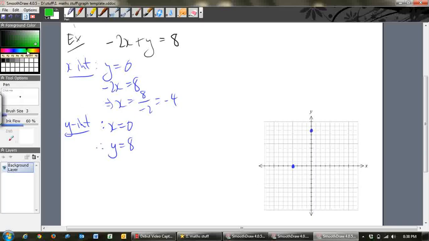And all you do is draw a line between them. I'll try to do my best. Oh, that's terrible. Even worse, but I'm going to go with it because I just can't be bothered. So that's the line, minus 2x plus y equals 8. And that's how we do the intercepts method, which is very quick, as you can see, if you're good at algebra.